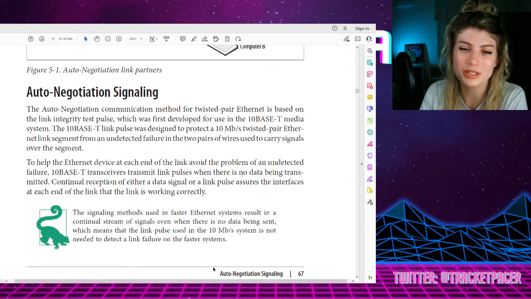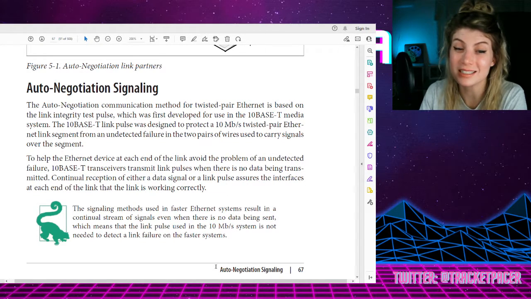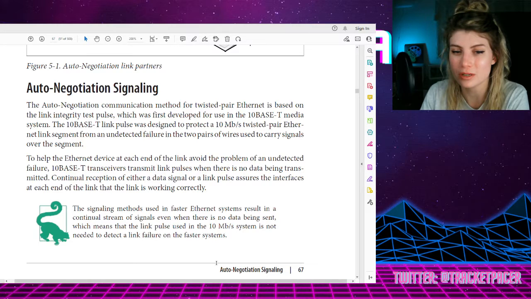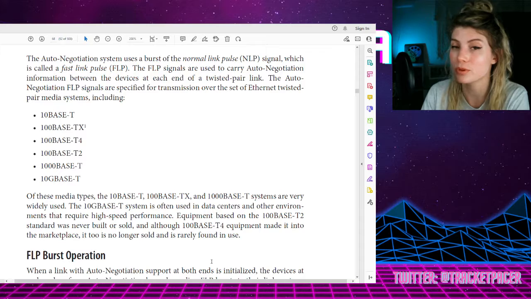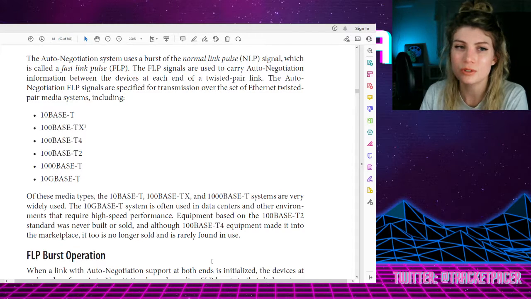The signaling methods used in faster Ethernet systems result in a continual stream of signals even when there's no data being sent, which means that the link pulse used in the 10 megabit per second system is not needed to detect a link failure on the faster systems. The auto negotiation system uses a burst of the normal link pulse or NLP signal, which is called a fast link pulse or FLP.